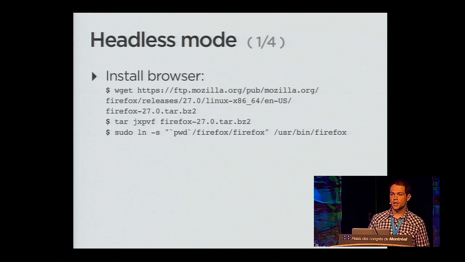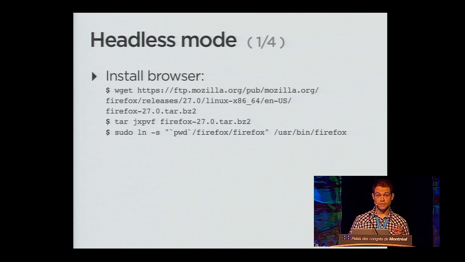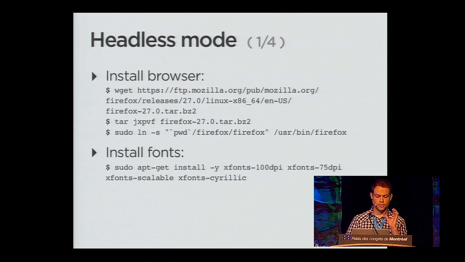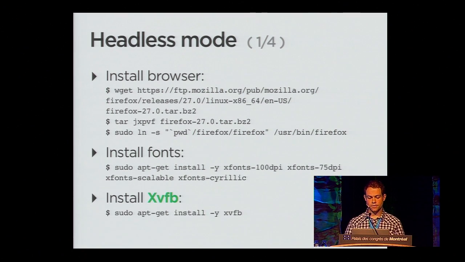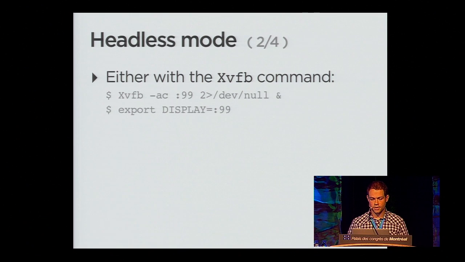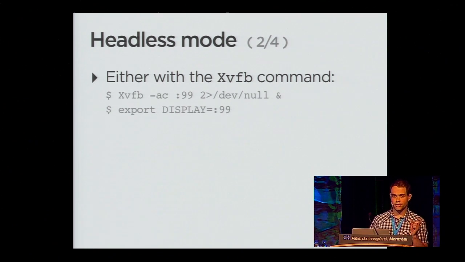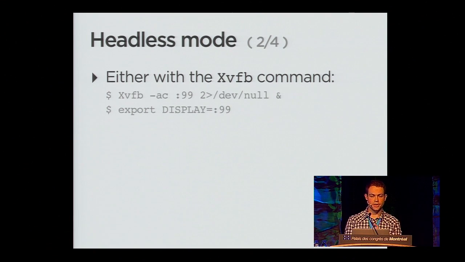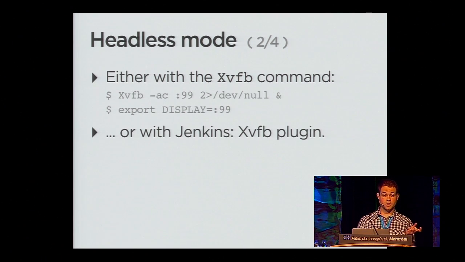You want to install a browser, or if possible, a very specific version of a browser. You want to install system fonts, anything you need to make sure of consistency between your environments. And then you want to install Xvfb, which is a program that will run a virtual display in memory. Then it's very simple to use. You can run the Xvfb command and then assign a number for that display that's then going to be used by your browser. If you use Jenkins, you can also use an Xvfb plugin that's basically going to run those two things for you automatically.